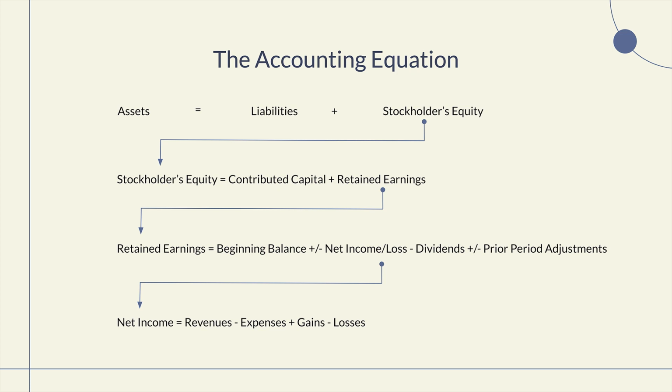For example, if we start at the bottom, net income is represented on the income statement, and ultimately net income feeds into the statement of retained earnings. That final retained earnings balance feeds into the statement of stockholders' equity. And then that final statement of the stockholders' equity balance feeds into our balance sheet as the total of the stockholders' equity.